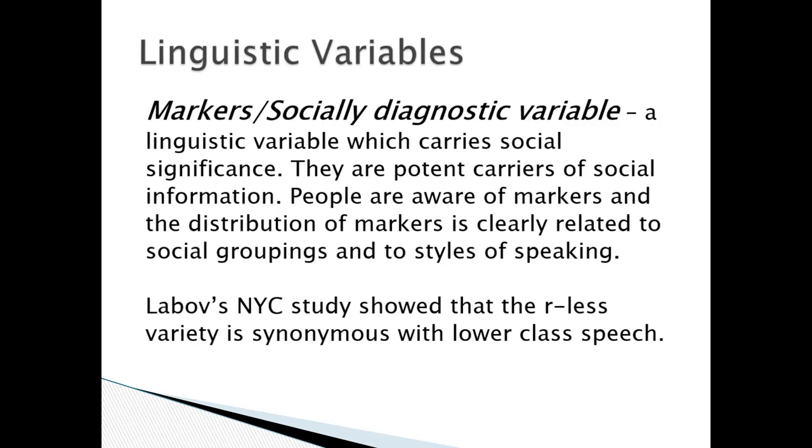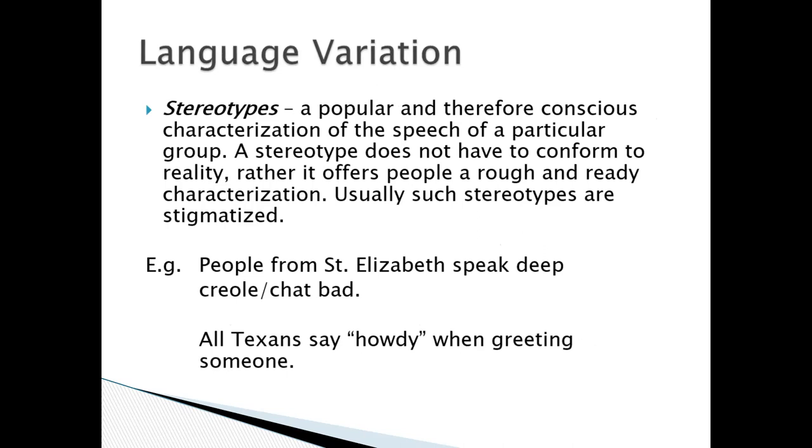All right, and then finally, we have what we call the stereotype. It's another linguistic variable. Remember, we came from the indicator, we just looked at the marker, now we're looking at the stereotype. The stereotype is a popular and conscious characterization of the speech of a particular group. It is a conscious belief that the people in this group talk a certain way, like Southern talk, right? It doesn't have to be true for people to believe it and for people to shape their expectations.